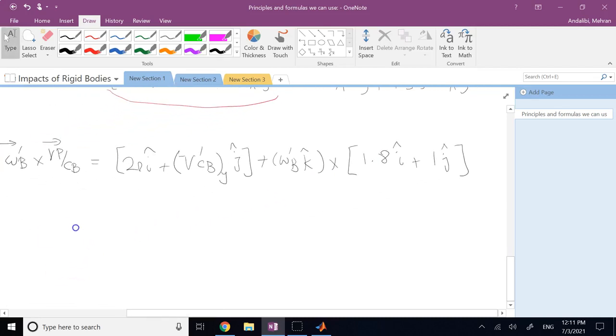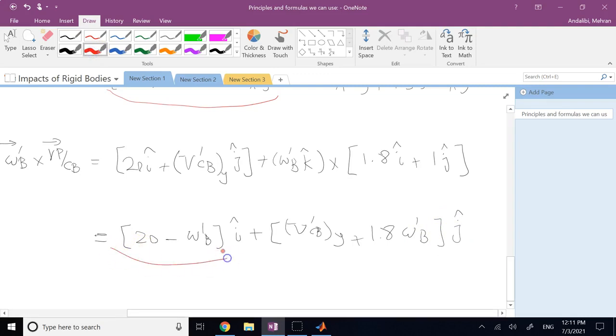And again, here you have to carry out the cross product and add the i's and the j's together, which if you do, you are going to get 20. You have k cross j, which is negative i, so you will get negative omega prime B times i, and then your j component is v prime of CB y, and then k cross i is j, so plus 1.8 omega prime B j. And again, all I care about is the i component.